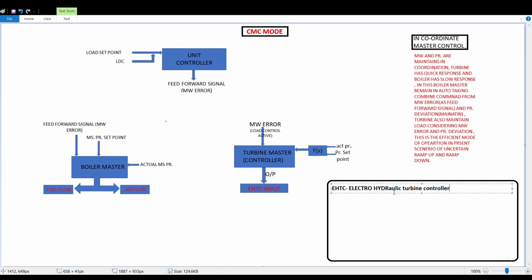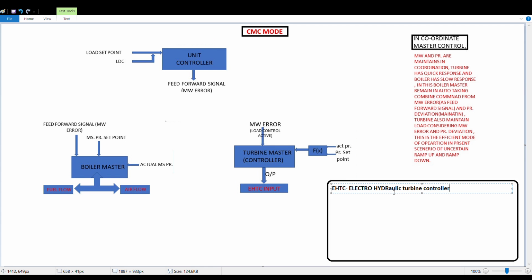Okay, moving next. CMC stands for Coordinated Master Control. The first term defines the meaning of this CMC: coordinated. It will coordinate between the two systems so as to give perfect control of the unit that we are running.